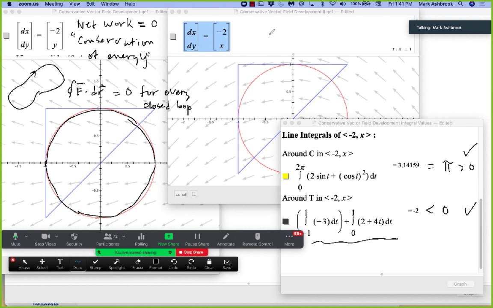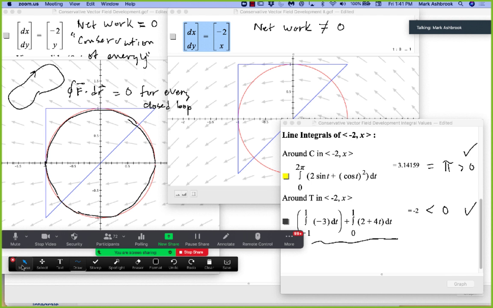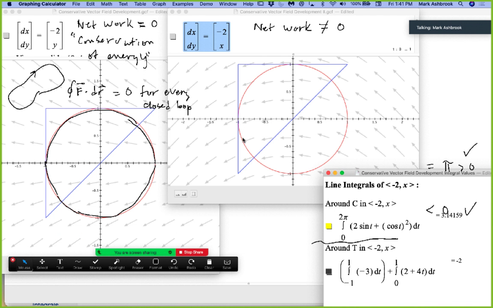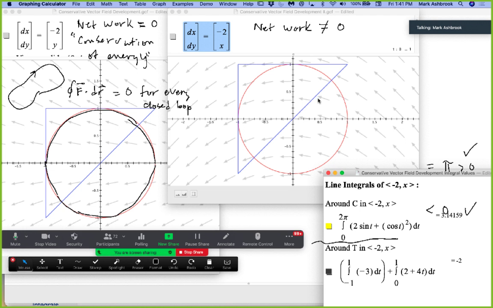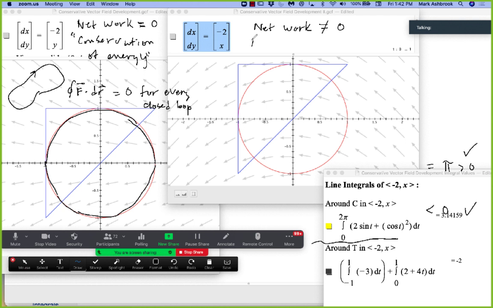But in this one, we showed 2 examples where the net work was not 0. Going around counterclockwise, the field did positive work on the car for the whole trip. And going around the triangle clockwise, the car did work on the field, right? Because we had a negative value. So the car did work on the field, which was not balanced out by the amount of work that the field did on the car. So we got a negative and a positive. So, energy not conserved.